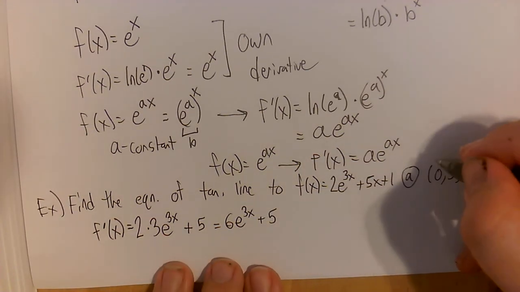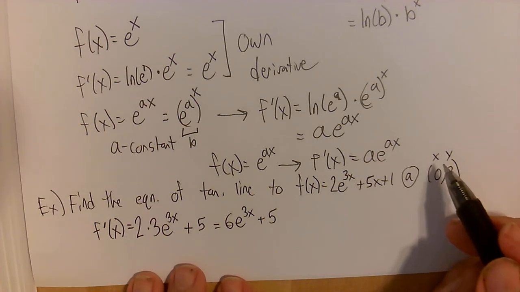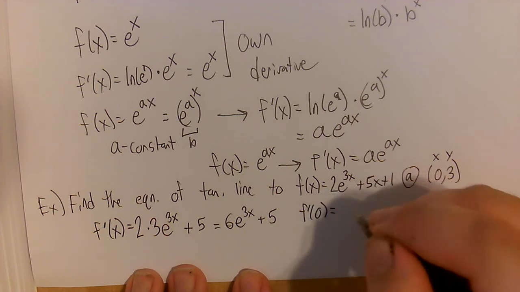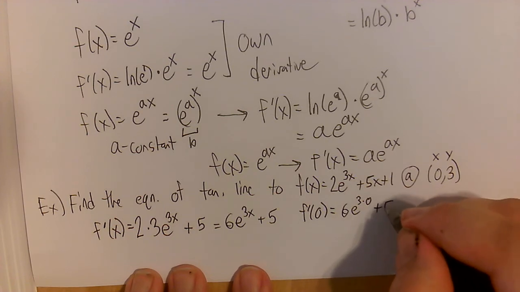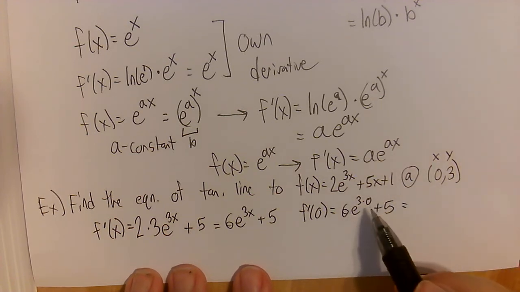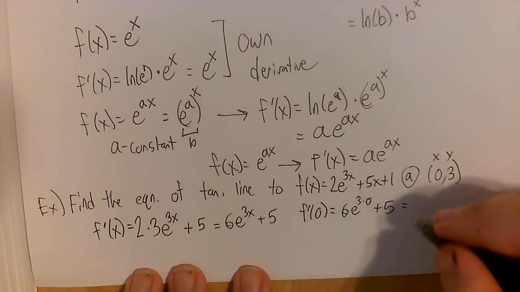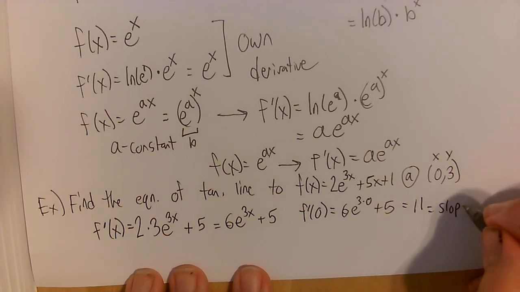Now specifically, we wanted to find this tangent line at the point x equals 0 and y equals 3 right here. So let's see how we're going to do that. The x value in question here is 0, so we want to know what f prime of 0 is specifically. So this will be 6e to the 3 times 0 plus 5. Well, let's see. 3 times 0 is 0, and e to the 0, or anything to the 0 really, is 1. So we have 6 times 1 plus 5 makes 11 here. So this will be the slope for our tangent line.